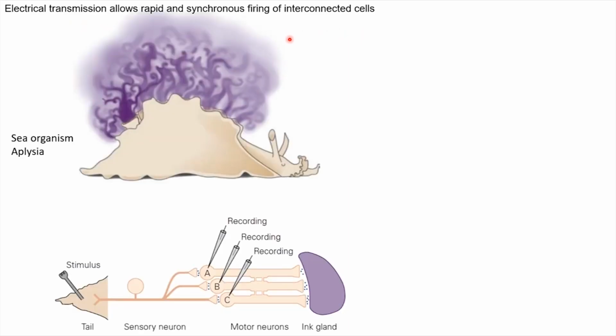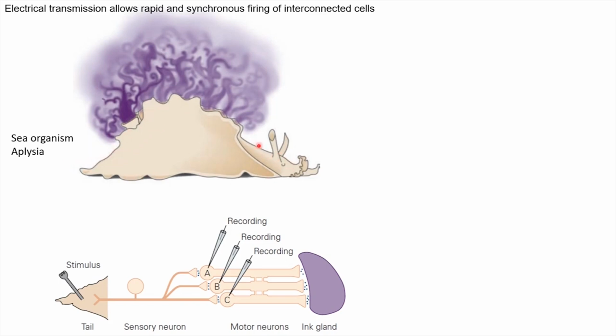What is the advantage of using electrical synapses? Well, one advantage is that electrical synapses allow rapid and synchronous firing of the interconnected neurons. To make this point more clear, let's take a look at an example. This is a model organism, Aplysia. It's also a sea organism. This is what it looks like.